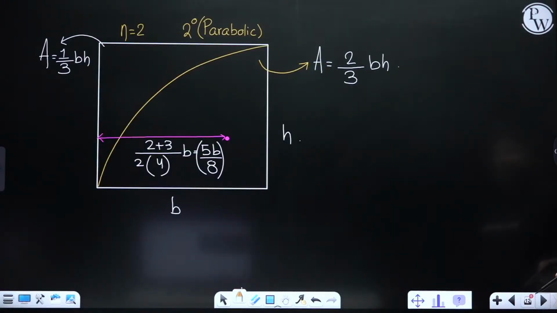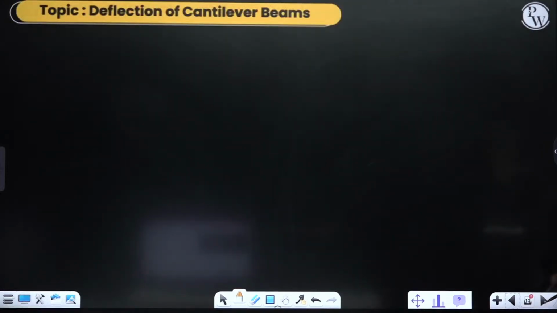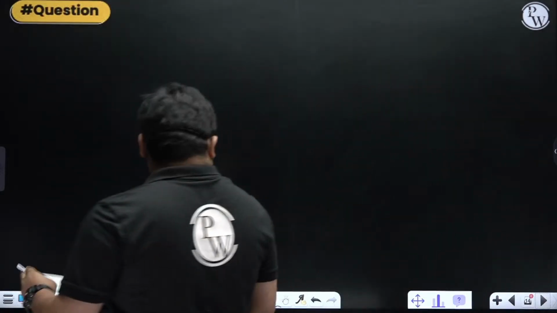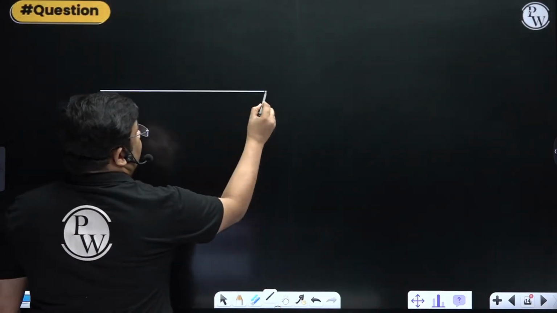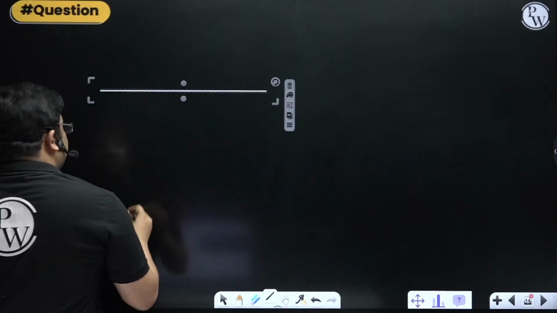In your GATE examination, most of the questions are very straightforward. But if you don't know the formulas, or if you forget them, it becomes a little difficult to solve the questions. So let us solve some questions to understand what kind of questions they can ask you in the examination. Let us start with a very simple question. Suppose we have a simply supported beam like this.